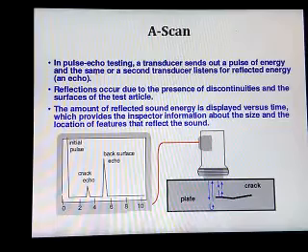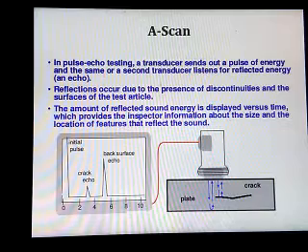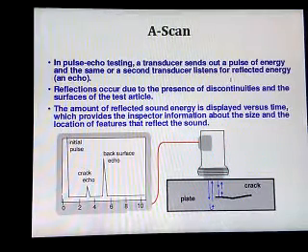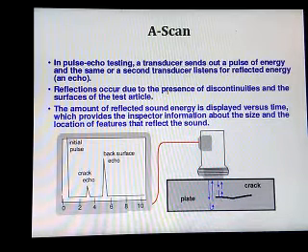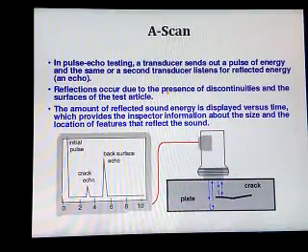In pulse echo testing, the transducer sends out a pulse of energy and the same or a second transducer listens for the reflected energy, which is in the form of an echo. The reflections occur due to the presence of discontinuities and the surfaces of the test articles. The amount of reflected sound energy is displayed versus time, which provides the inspector information about the size and location of the features, flaws or defects that reflect the sound.